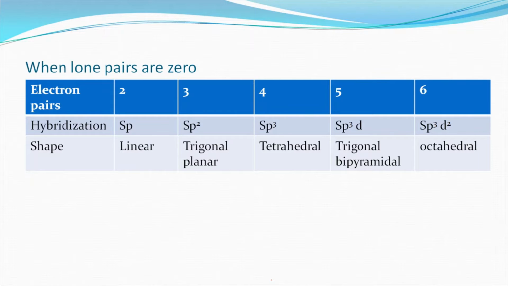Before going to discuss the topic, I'll tell you one point here. The first step you need to do while finding out the shape of a molecule is to find out the number of electron pairs. If you know the electron pairs, hybridization is determined. If you know the hybridization, you can also draw the shape of the molecule. So this is the table here. Please observe the table carefully. If you know the table, you can easily solve the questions.